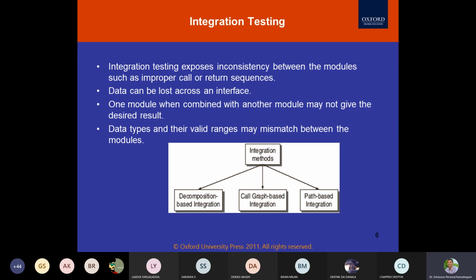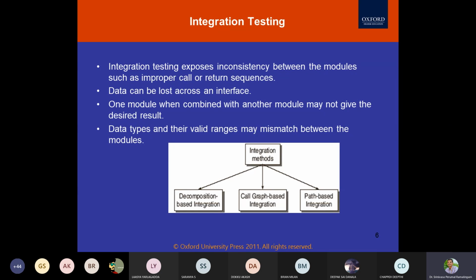Integration testing exposes inconsistency between the modules, such as improper call or improper return sequences. Sometimes data can be lost while integrating. We need to check that properly, and we may not get the desired results, that means expected outputs. Individually it may work fine, but after integration we may not get a proper output. It may be due to some reasons that have to be identified.